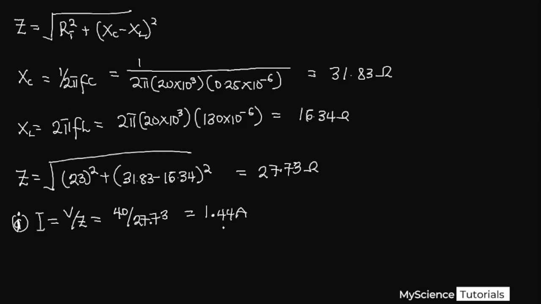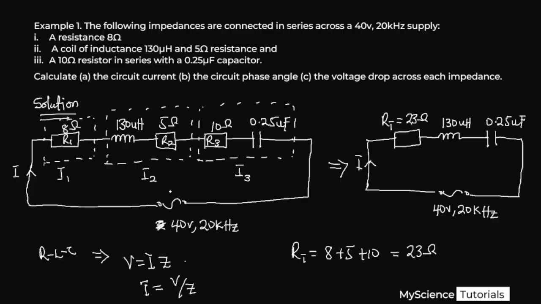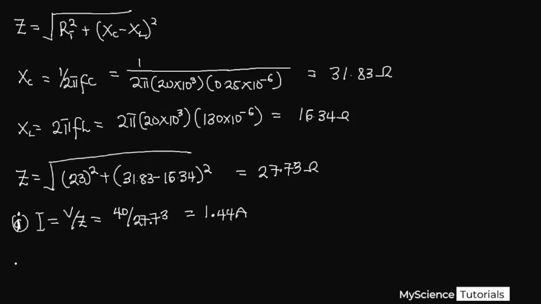Now let's go ahead and look at the II aspect of the question. We are to calculate the circuit phase angle, and then the voltage drop across each impedance. So let's go ahead and look at that. The second thing we need to do is to calculate the phase angle. Tan of the phase angle is equal to XC minus XL all over R. So this is how we find the phase angle.